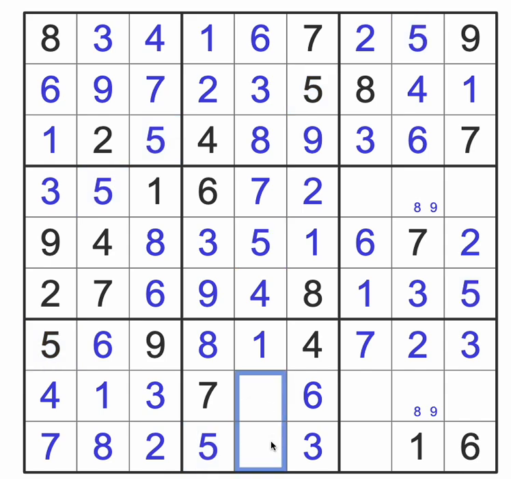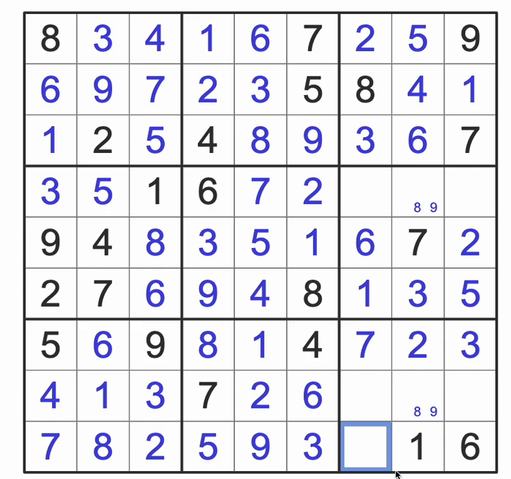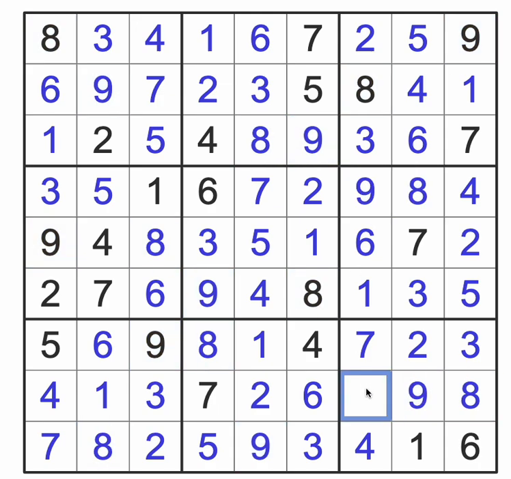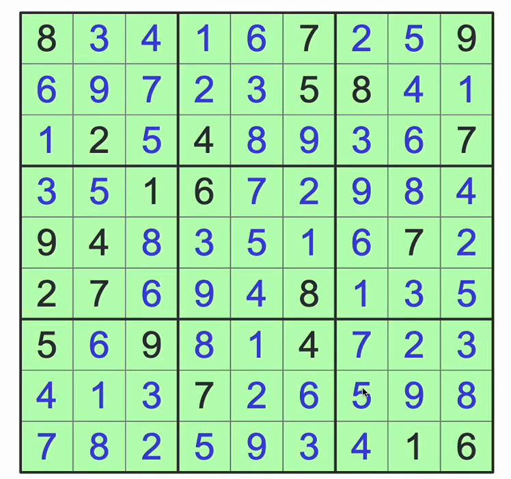And these 2 are 2 and 9. 2 is here, so this is 9. This is 2. Sorry, that leaves only 4 for this cell. 4 and 4 gives me 4. And that leaves 8, 9, 8, 9, and 5. Okay, here it is.